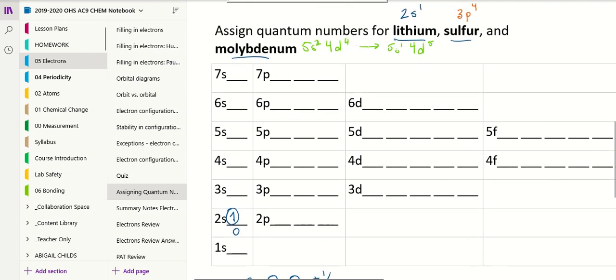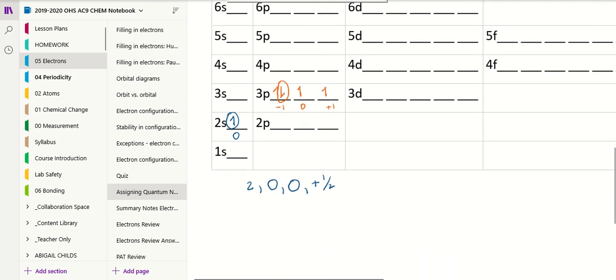For sulfur, 3p4. 3p, 1, 2, 3, 4. So that is your last electron filled in. 0, -1, +1. So energy level, 3. Sublevel, 1 for P. Orbital, -1. Spin, -1/2.